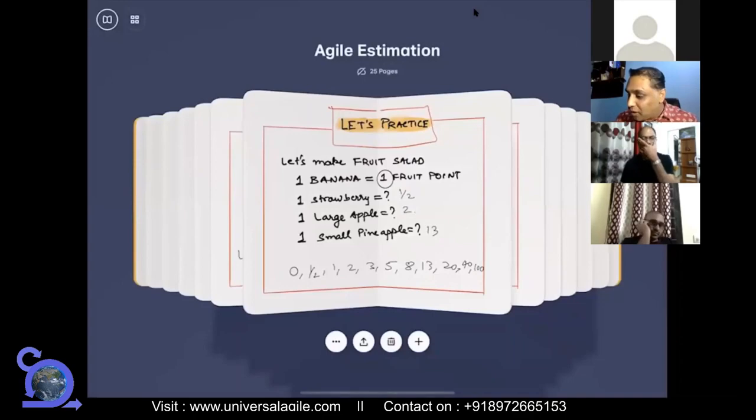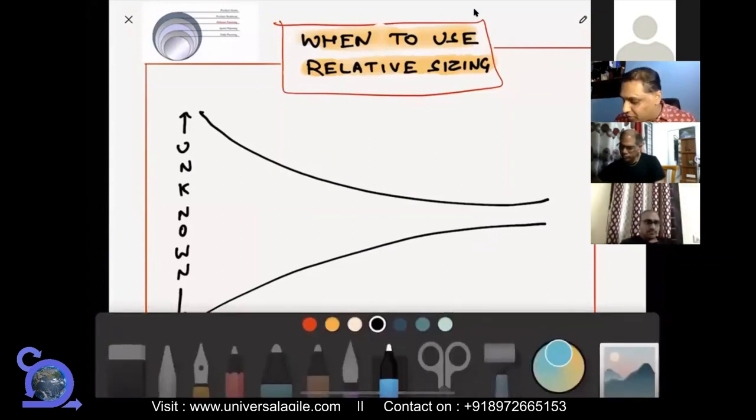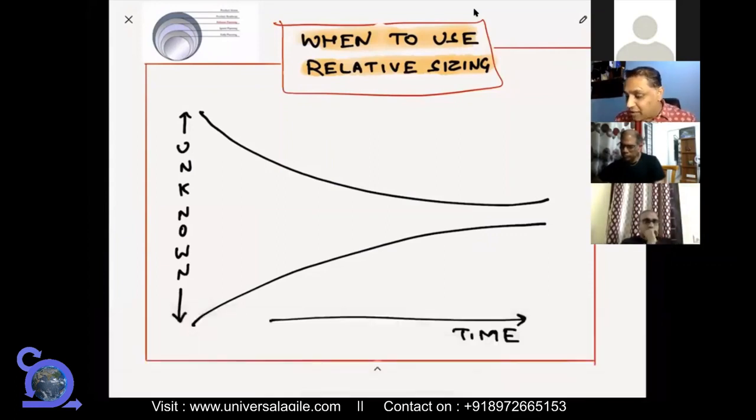Awesome. Now, when to use relative sizing and when not to use it. This is where a lot of times people get confused in most organizations. Now, this curve which you see is called the cone of uncertainty.